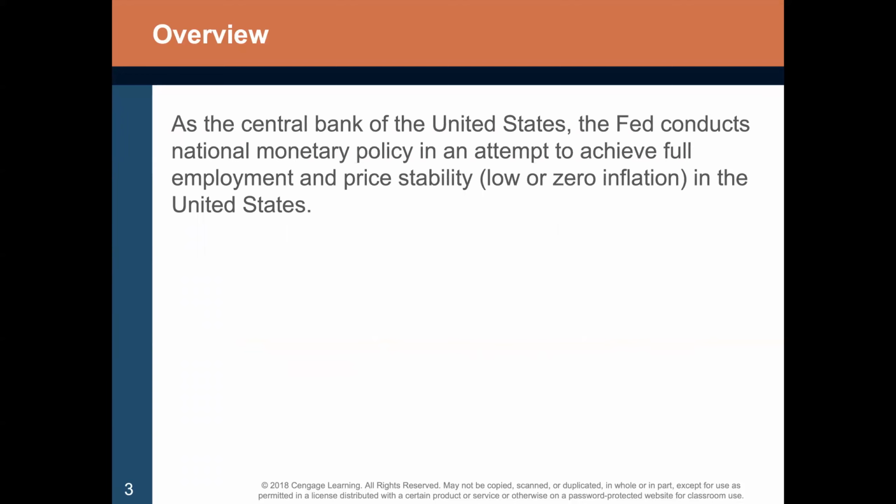So as an overview, the central bank of the United States is the Fed. The Fed conducts national monetary policy in an attempt to achieve full employment and price stability. So we're looking at low or zero inflation in the United States. So that's the mandate of the Fed. We're trying to achieve full employment and price stability. So we're looking to avoid inflation and have as many people as are willing and able to work working.